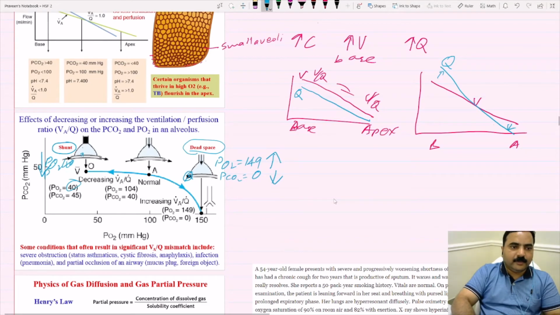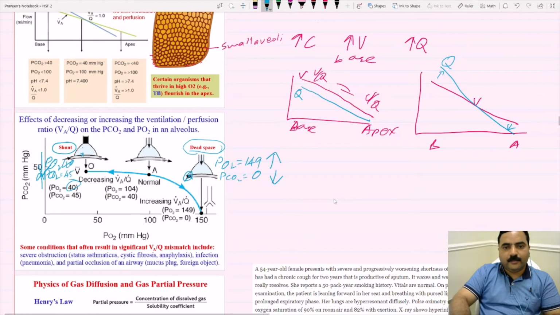So what happens to the PCO2 in the alveoli here? It becomes equal to that of the tissues, which is high. So if you create the shunt, you decrease the PO2 in the alveoli and you increase the PCO2 in the alveoli. When you create a dead space, what happens to the PO2?